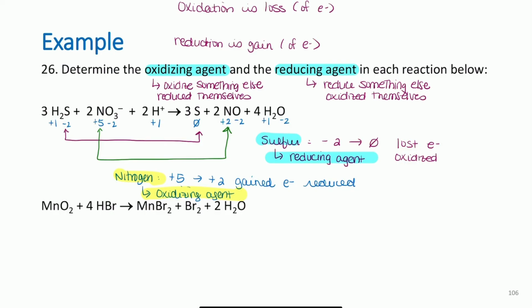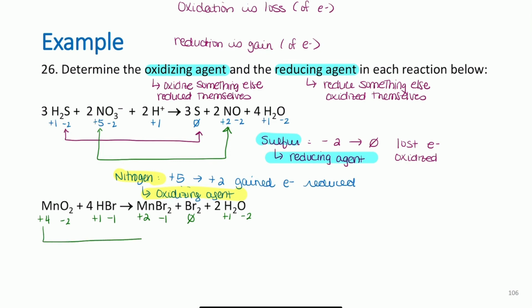Let's look at the next one. MnO2, oxygen, -2. Overall, this would be -4 because there's 2 of them, which means my manganese is +4. HBr, bromine, will be -1. It's more electronegative. Hydrogen, +1. MnBr2, each bromine will be -1. Overall, -2 charge. So manganese here will be +2. Br2, this is 0.